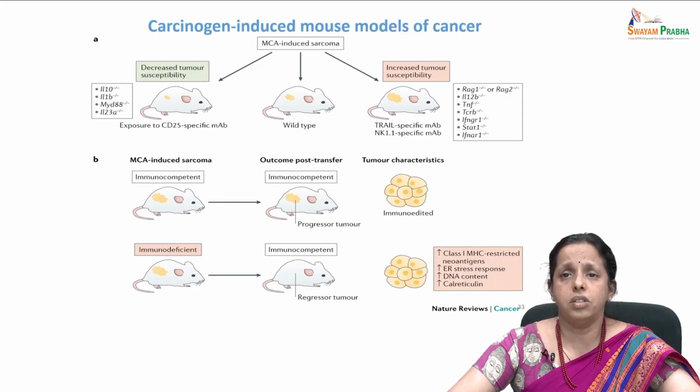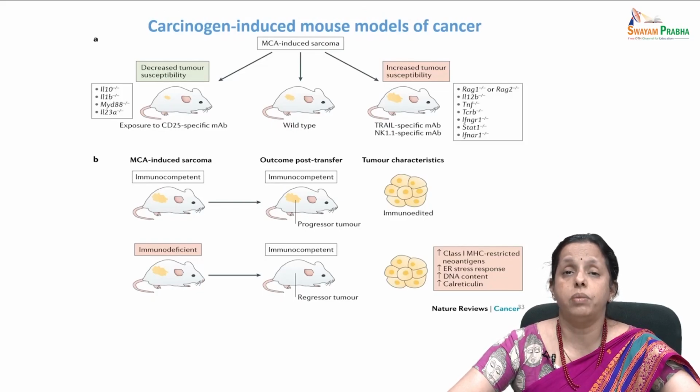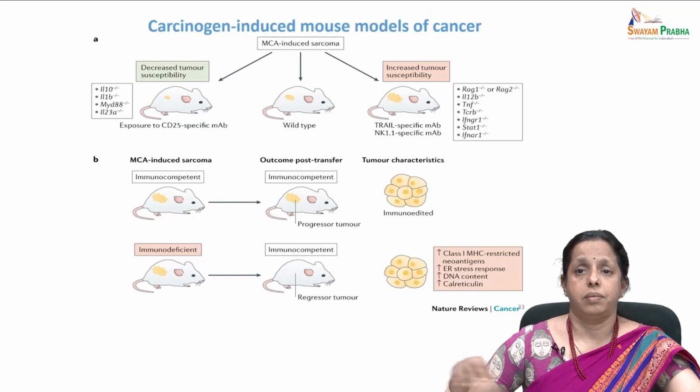However, these carcinogen-induced models are not very efficient for CAR T therapy because of the large number of neoantigens which are induced. So, carcinogen-induced mouse models have been instrumental in defining or supporting the cancer immunoediting theory, as demonstrated by many studies.